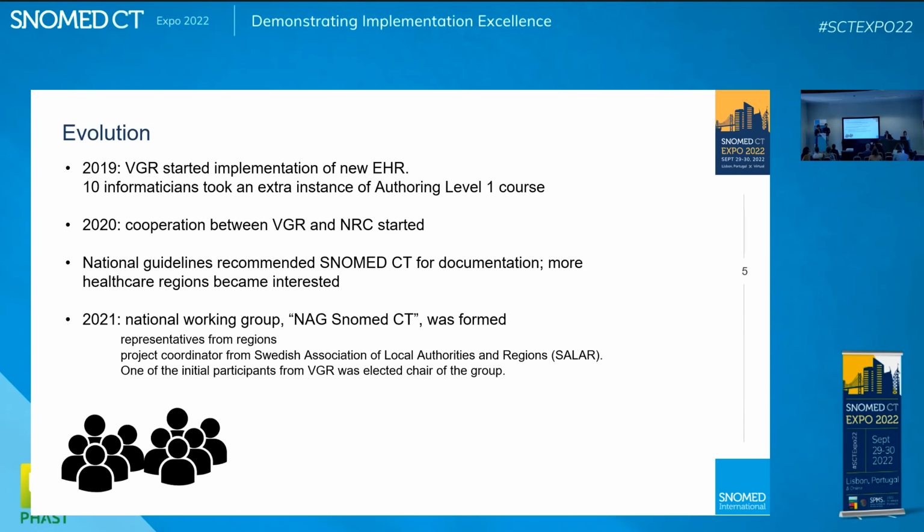So the regional group evolved into a national group, the one called NAG, which is the Swedish abbreviation. In approximately the spring of 2021, the NAG was formed, and it has representatives from all of the regions. They're all invited, and it also has a project coordinator from the Swedish Association of Local Authorities and Regions, a very long name, which is like an umbrella organization for all of the regions. And one of the initial participants from VGR was elected chair of the group.